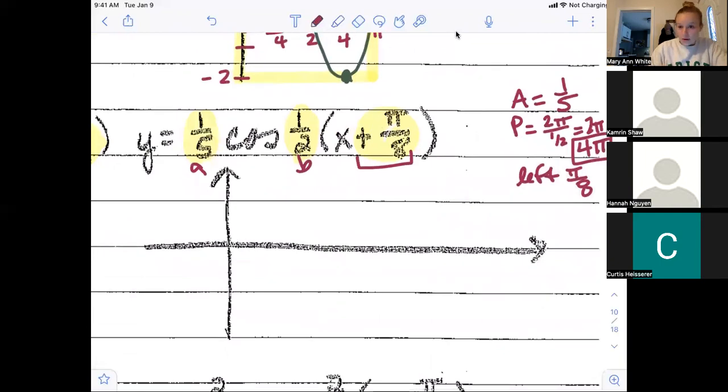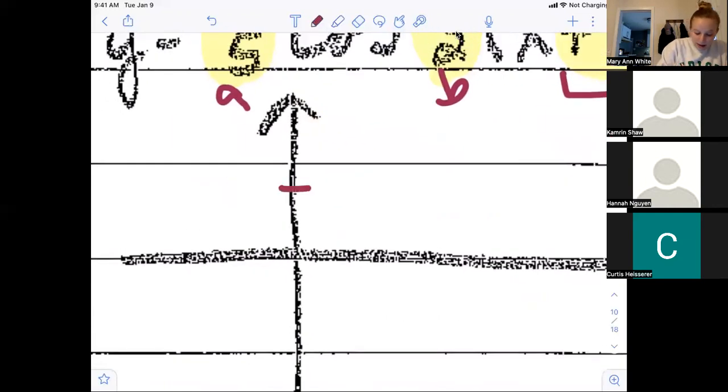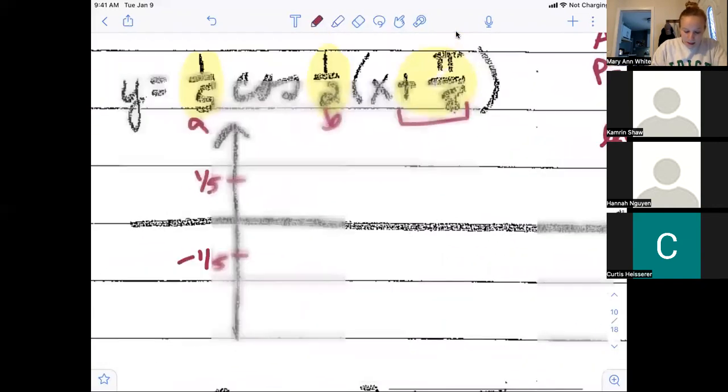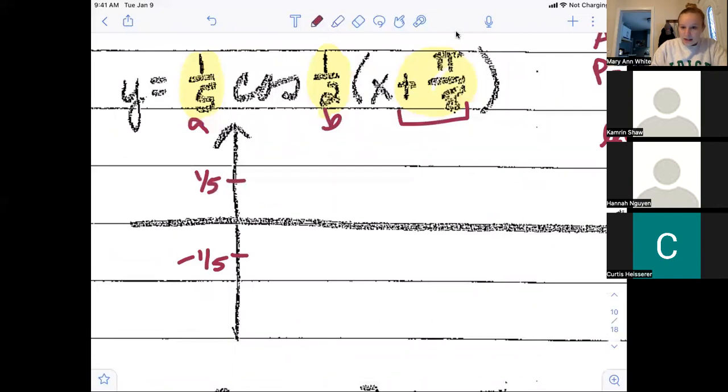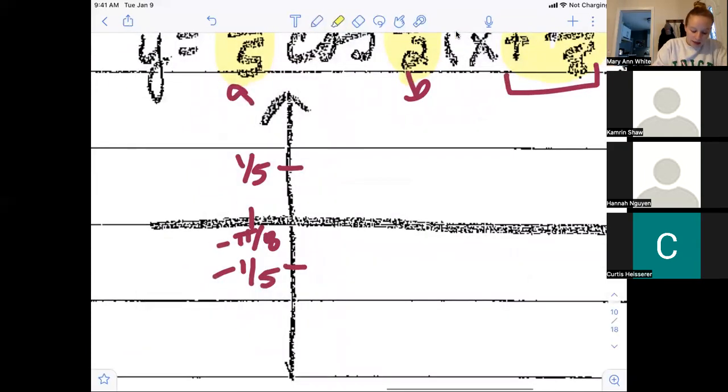Okay, so now let's set our graph up. I like to get our little grid marks up. So I've got 1/5 and -1/5. That's pretty easy, so I'm going to add that first. And you can put those marks wherever you want them, as high or as low as you want them. And then I have to start at left pi over 8. So I'm going to put a mark in here for negative pi over 8. That is the left bound of my grid. And I have my top bound and I have my bottom bound.